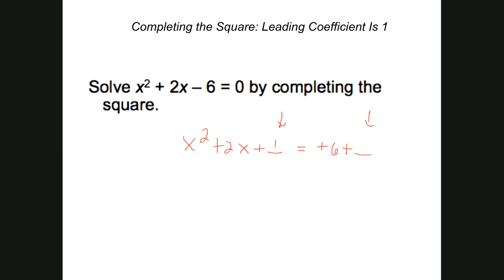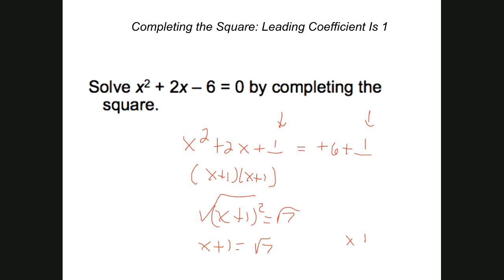Well, it's not much. And then if I factor this, it becomes x plus 1 times x plus 1, but that is not how I want to write it. I want to write it this way. And 6 plus 1 is just 7. So now I take the square root of both sides, and I end up with x plus 1 is equal to the square root of 7, and x plus 1 is equal to negative square root of 7. Then I just subtract 1 off. So I get square root of 7 minus 1, negative square root of 7 minus 1. Done. That is completing the square.